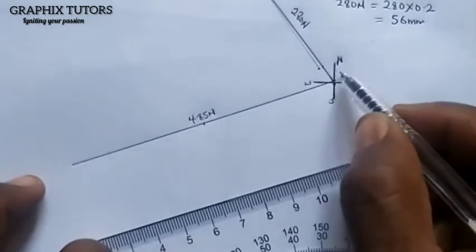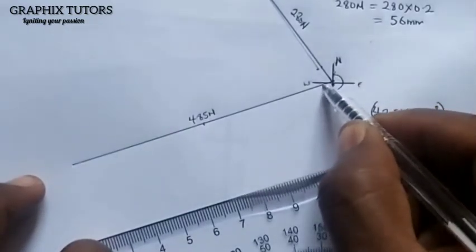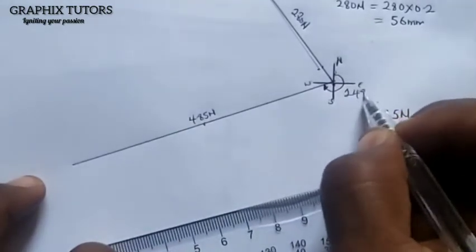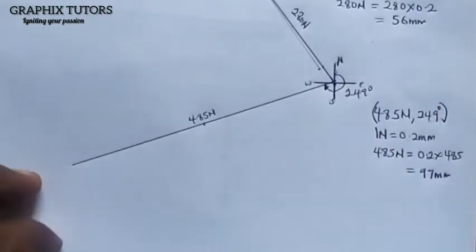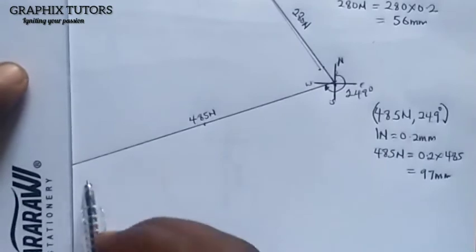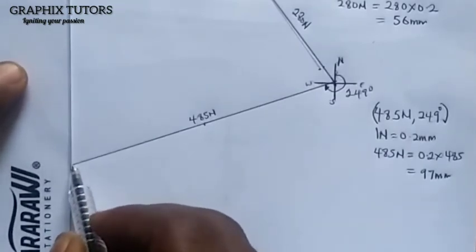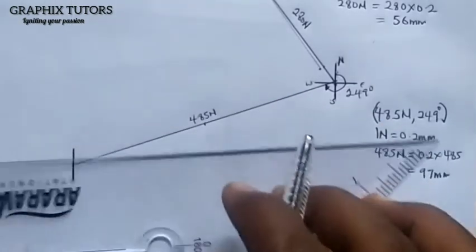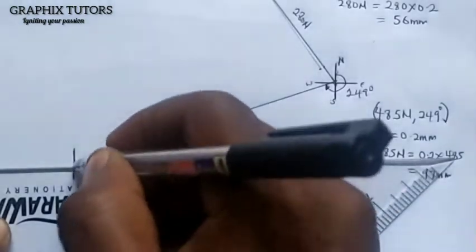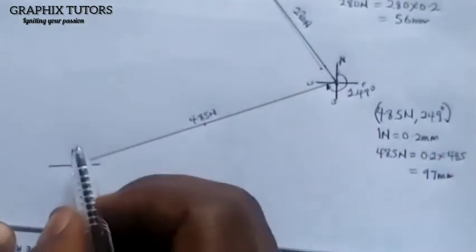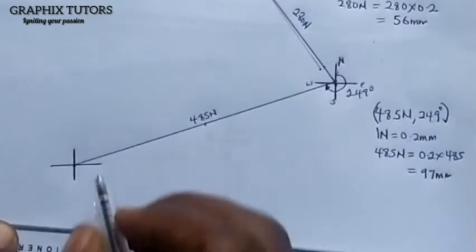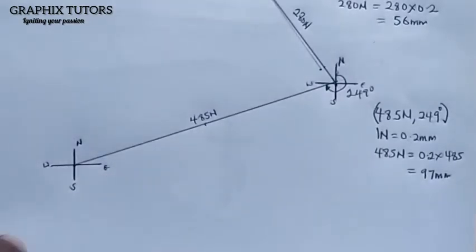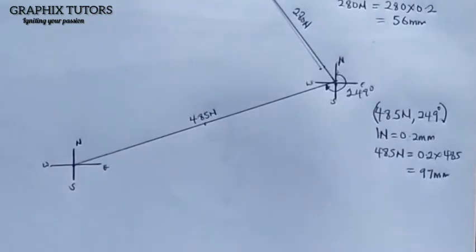So the angle from here straight back to this point here is what? 249 degree. So after that, at the same point also, I'm going to draw my 4 cardinal points also. So this will be vertical, and this will be horizontal. Here will be north, south, east, and west.